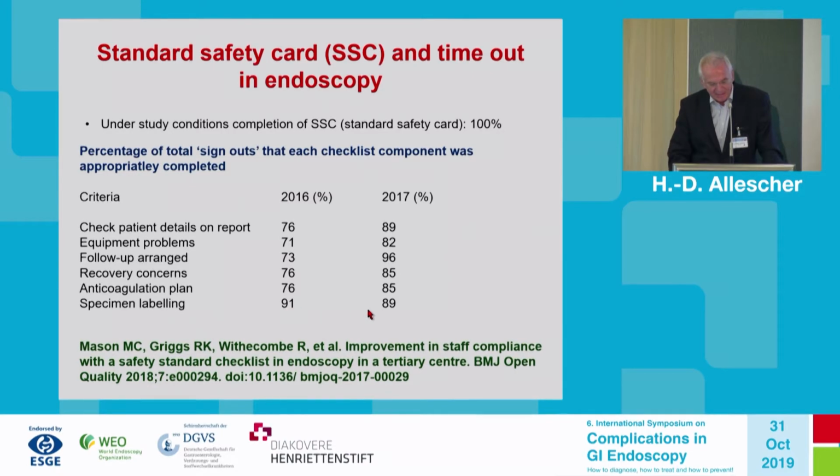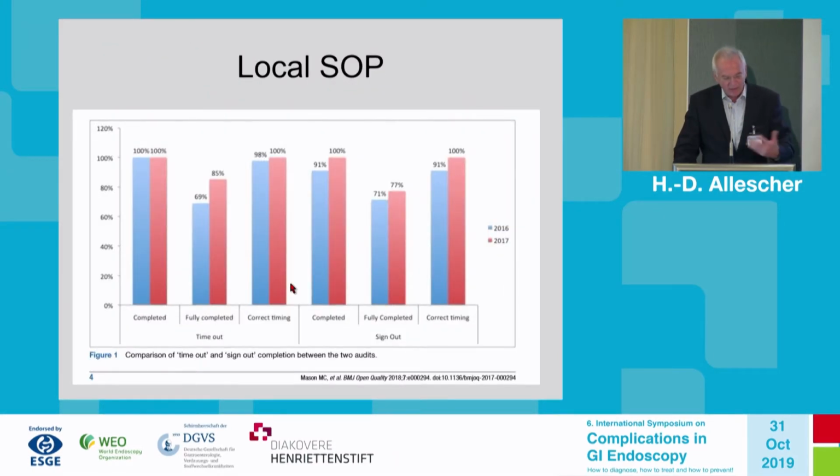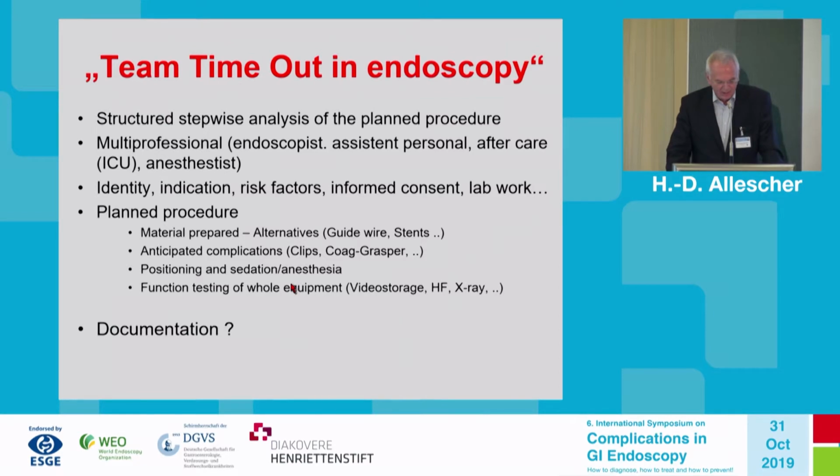But specimen labeling was good, but reached only 90%. The anticoagulation plan was about 75%. So there were problems even if you have this under study conditions. And there is a learning process, so it needs some time to incorporate such standard operating procedures, even with safety cards, into a relatively big and well-organized endoscopy unit. So yes, we do have some room to the top, and we should incorporate this in our daily work. So the team timeout in endoscopy is a structured stepwise analysis of a planned procedure.